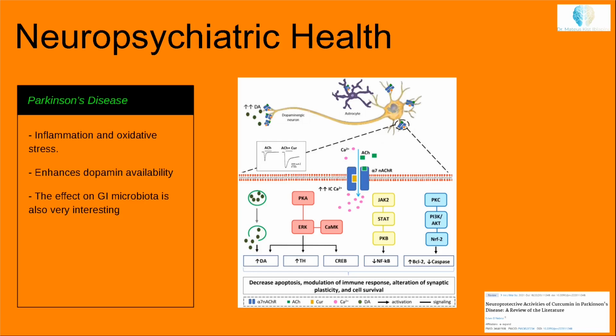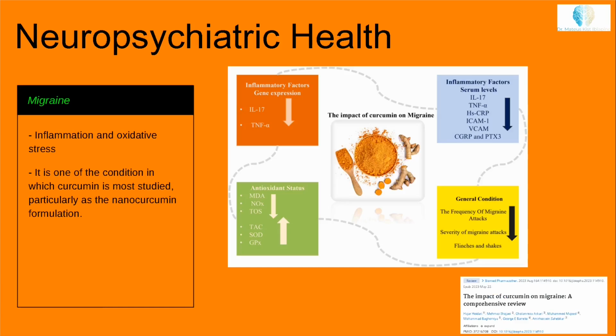for patients with PD. About migraine, the main effects appear to be on inflammation and oxidative stress, and migraine is one of the conditions in which curcumin is most studied in humans, particularly in the formulation known as nanocurcumin. We're going to talk a little bit more about this on the next section.